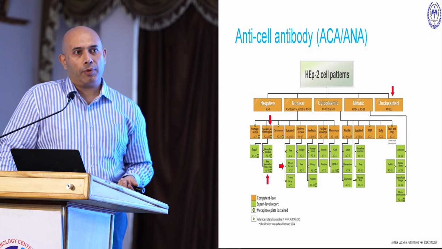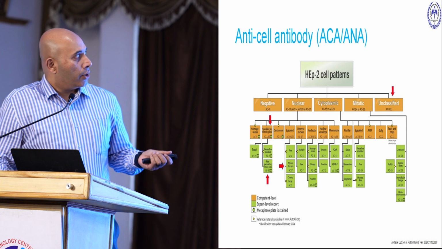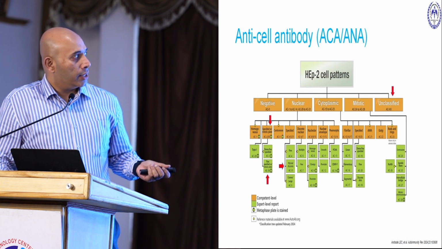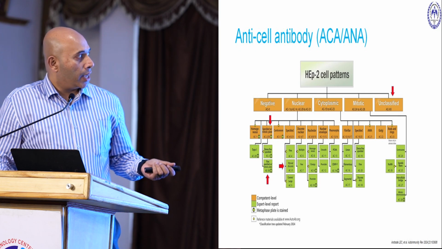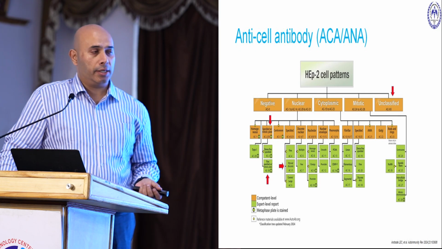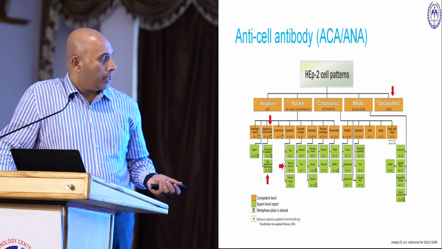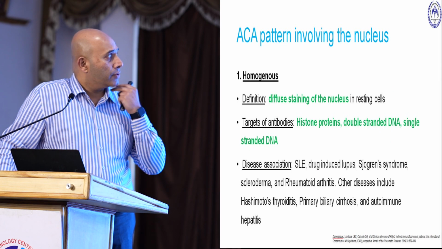It was called ANA because it was directed against the nucleus, but now we know that it's called an anticellular antibody, or anti-cell antibody, because we have the other parts of the cell, which includes the cytoplasm. It can be nuclear, and we have a whole host of ANA patterns which we can get from each of these. I wouldn't really go into the details except for a few of them.